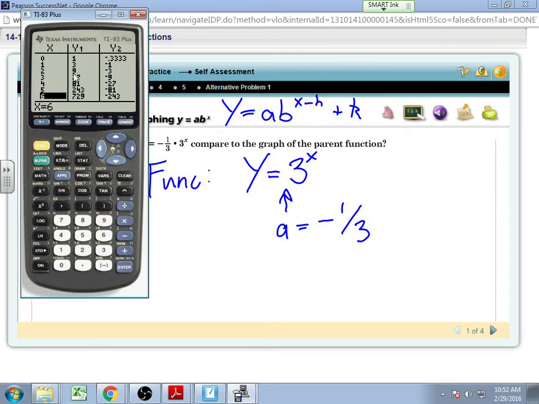My first y list is my parent function. My second y list is my new function. I mean, it's on your notes, but what do we notice? We could just see this. How do these lists compare to each other? Yes, Seth? If you multiply by 3. Not just 3. Negative 3, right?